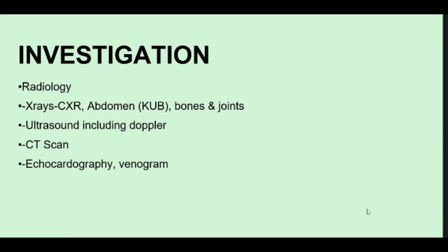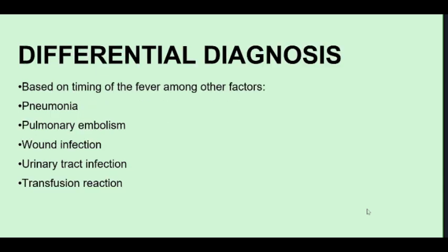Ultrasound, including Doppler, most certainly for deep vein thrombosis, to know if there's a vascular obstruction along the calf. We also want to do a CT scan. It could be a chest CT scan or an abdominal CT scan, to know what really is going on with the patient. We want to do an echocardiography or a venogram to know if there's any cardiac anomaly.